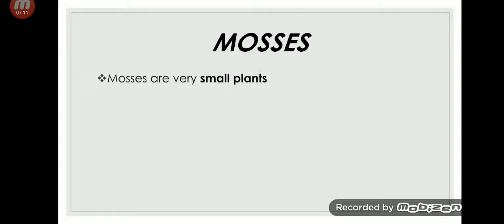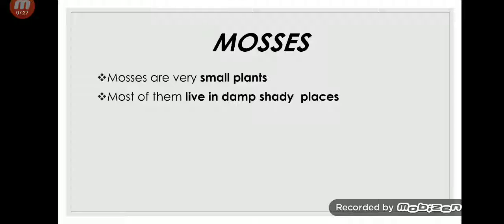Mosses are very small plants, very small. I will show you a picture and you will know how small they are. Most of them live in damp, shady places. Damp means which has some moisture, some humidity, or you can say some amount of water. They live in damp, shady places.